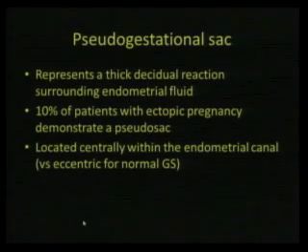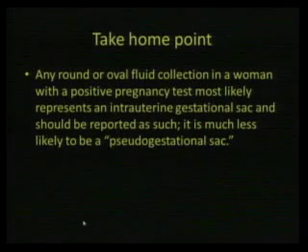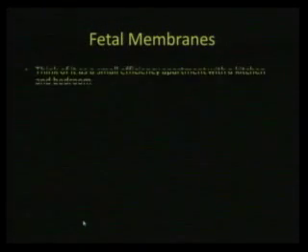Again, it's located centrally within the endometrial canal versus eccentrically for the normal gestational sac. Again, look for that double decidual sac sign. Any round or oval fluid collection in a woman with a positive pregnancy test most likely represents an intrauterine gestational sac and should be reported as such. It's much less likely to be a pseudogestational sac. Remember, it only happens in about 10% of ectopic pregnancies, which is not super common in the first place compared to normal early IUPs.